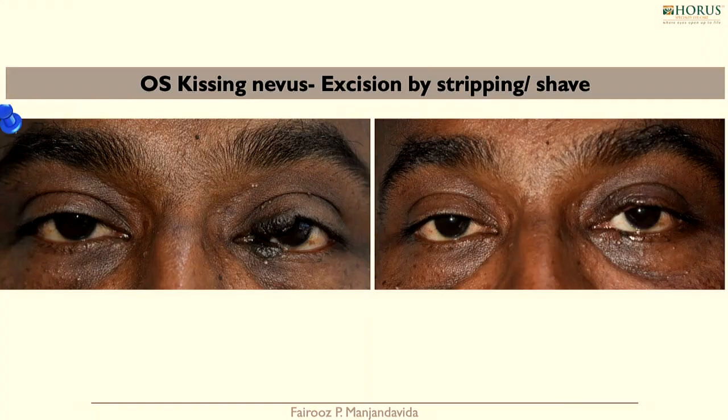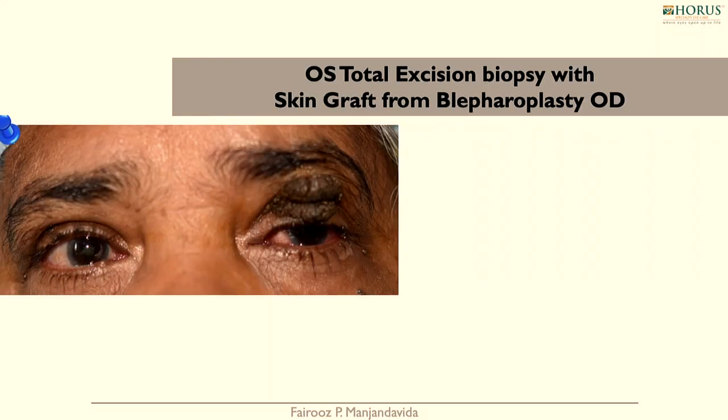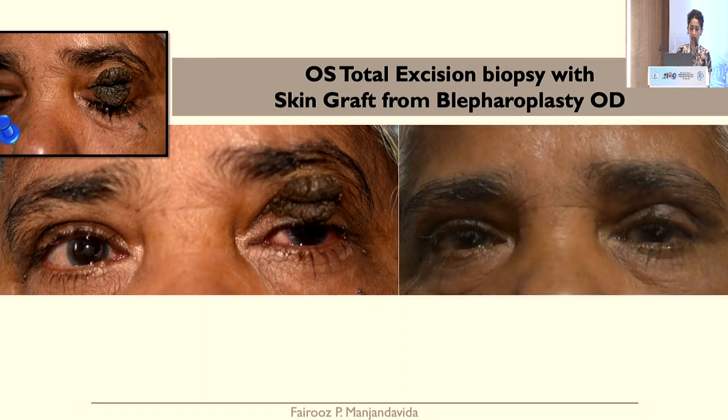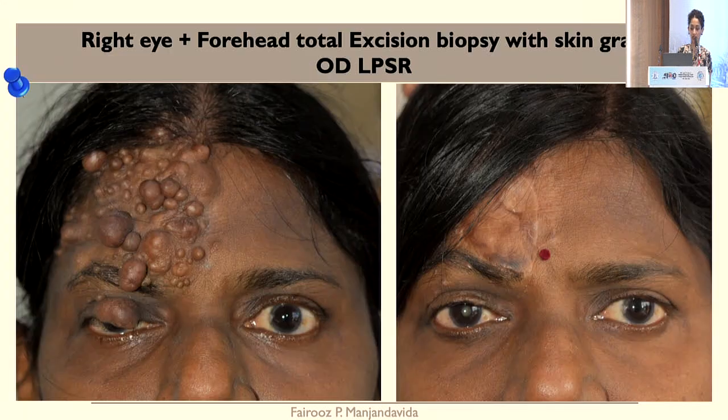management strategies. As far as benign tumors are concerned, as in kissing nevus, it's mainly cosmetic benefit for the patient, of course therapeutic as well, and diagnostic. So this is a kissing nevus which was excised by stripping and shaving of the upper lid and the lower lid. You have this seborrheic keratosis of the upper lid, where total excision biopsy was done, and a skin graft from the other side, from blepharoplasty, was used.